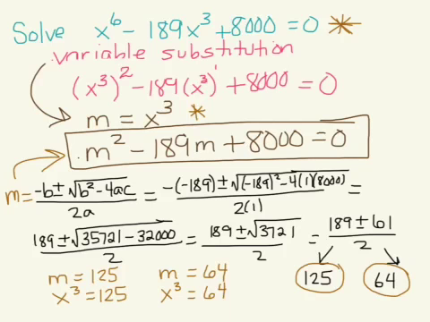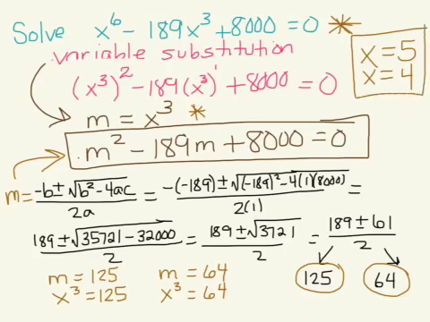In order to get our final answer, we need to do the opposite of cubing, which is taking the cube root. So the cube root of 125 is just 5, so x is equal to 5. And the cube root of 64 is 4.